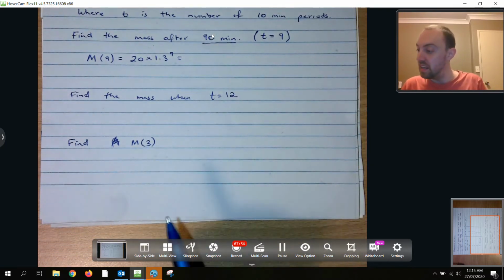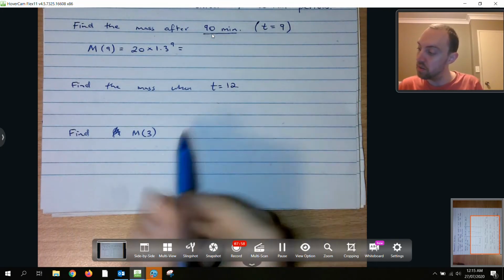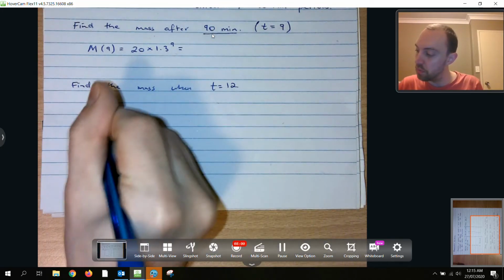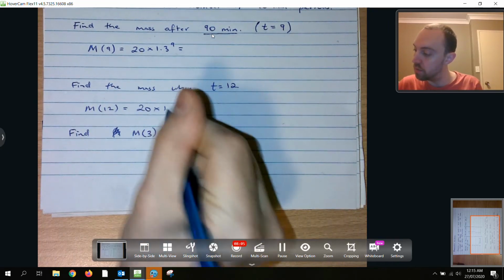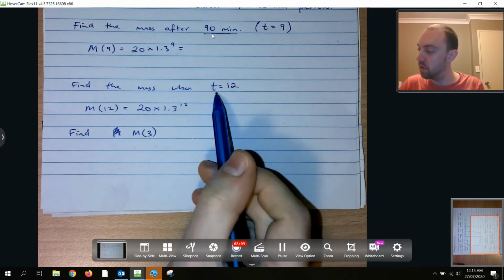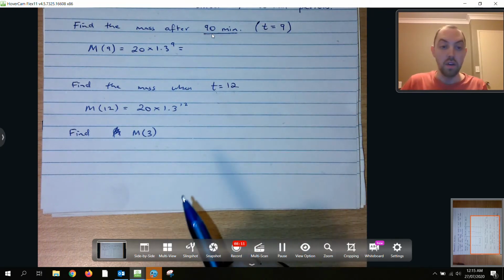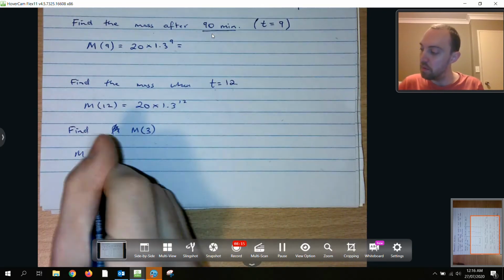We don't exactly need the number itself there. Anyways, find the mass when t is equal to 12. Well, that's pretty straightforward. We're just trying to find M(12), which is 20 times 1.3 to the power of 12. Wherever t was, we've replaced it with 12. Find M(3). M(3) means that, again, we're replacing t with a 3.